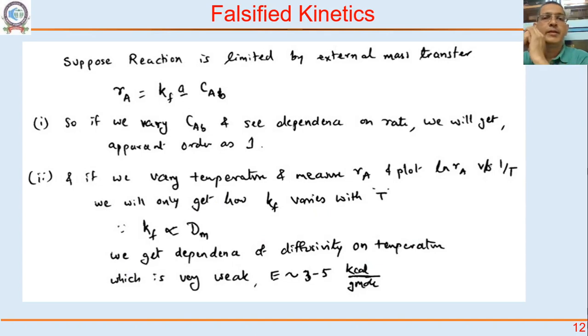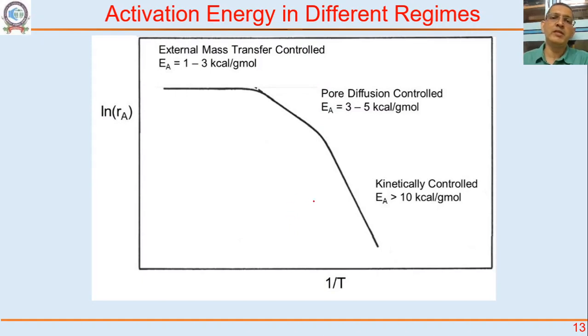Suppose we are limited by external mass transfer. What we will find is that the order is 1. That may not be correct. It's false information. If we vary temperature, we'll get a dependence of Kf on temperature. Kf varies with temperature very little, very weakly. Energy of activation is 3 to 5 kilocalories per gram mole. We can use this information to determine which regime we are in as well.